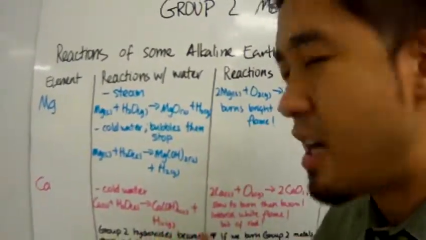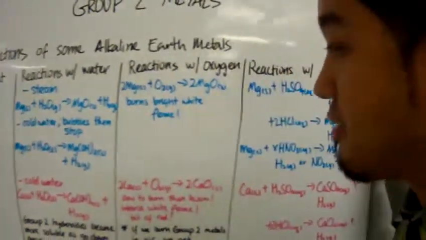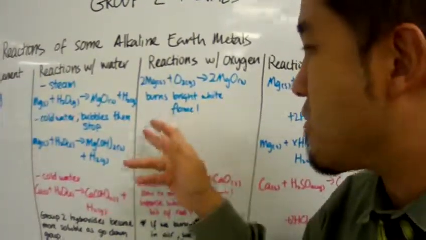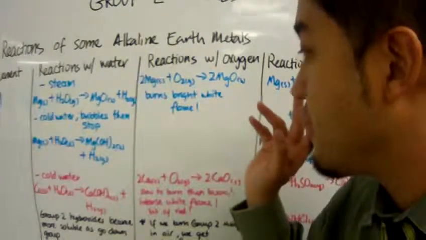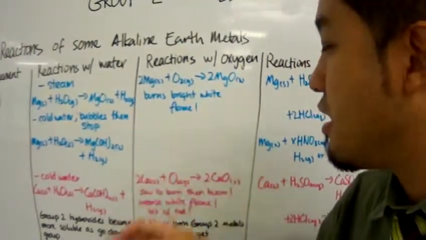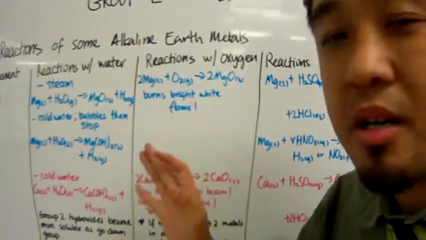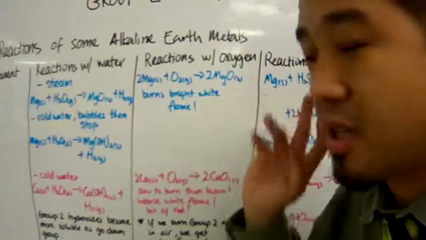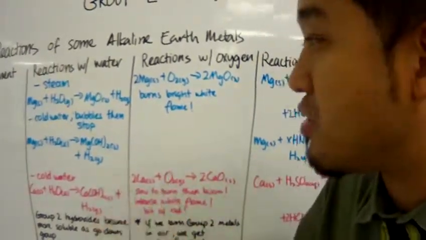Alright? Now let's look at other reactions. Reactions with oxygen. With magnesium, because it's not as reactive, you can burn it. It will burn, and what you get is a bright white flame and magnesium oxide. It will take a while for it to start burning.